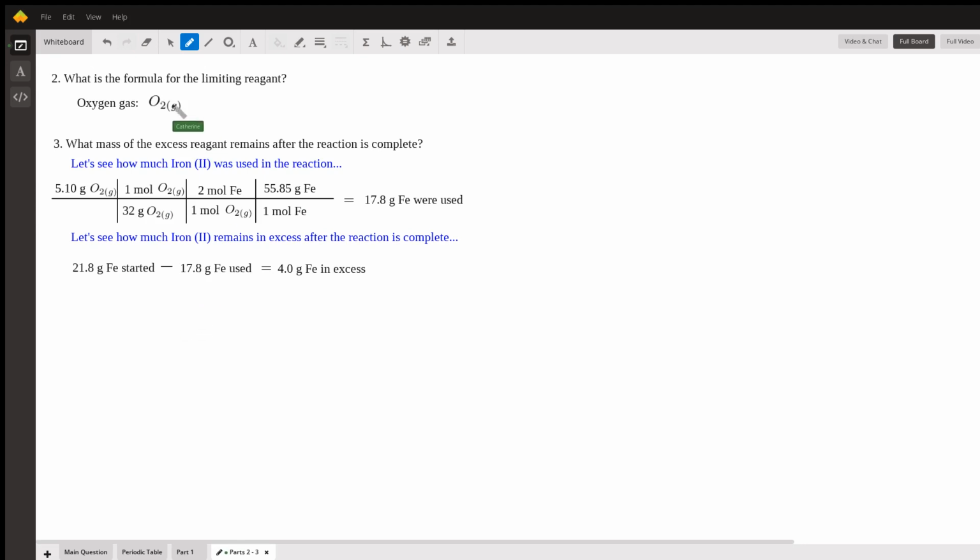Okay, so now let's go on to the next part, which says, what is the formula for the limiting reagent? We already know it's oxygen gas. And what mass of the excess reagent remains after the reaction is complete? We just take our limiting reagent, the 5.10 grams of oxygen, convert it to moles, and then use the mole ratio from the equation to convert to iron. Now we see how much iron was actually used in the reaction. Then, to find how much remains, you take what you started with, subtract what you used, and you get how much iron is in excess, which was 4 grams.